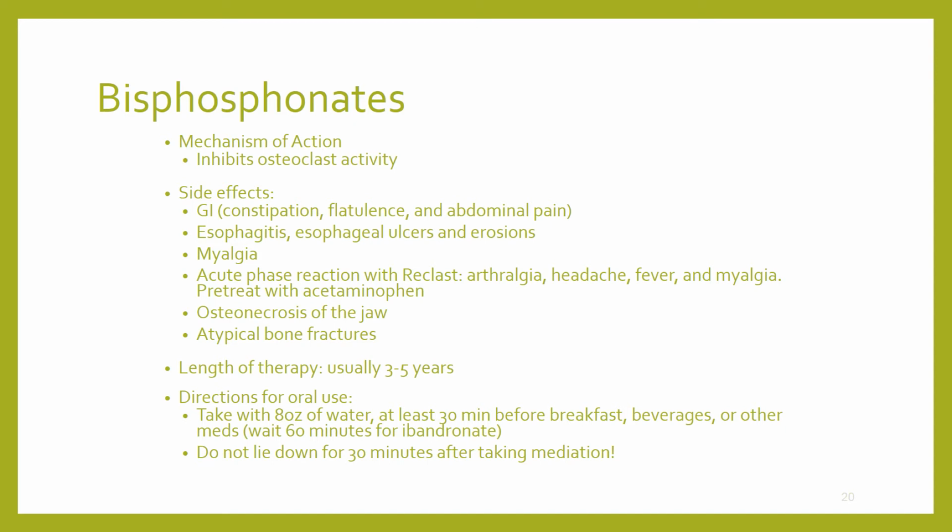The second therapy that we'll talk about for osteoporosis are bisphosphonates. These work by inhibiting osteoclast activity. They can come with many different side effects, including GI effects such as constipation, flatulence, and abdominal pain. There is a risk for esophagitis and esophageal ulcers and erosions. They can cause myalgias. There can be an acute phase reaction with Reclast, which is the IV formulation that includes muscle aches, headaches, fever, and we can avoid this by pre-treating with acetaminophen.